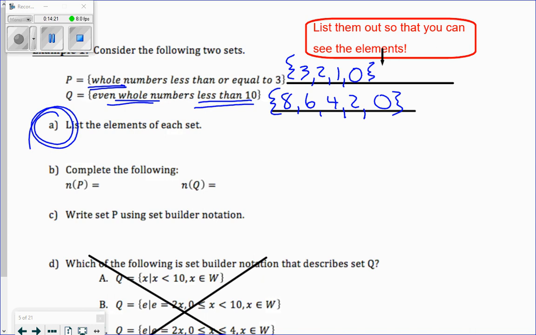Okay, so what does n(P) mean? So this means the number of elements in set P. So how many numbers are, so this is P, this one's Q. So how many numbers did I write out in set P? 4. How many numbers did I write out in Q? 5.